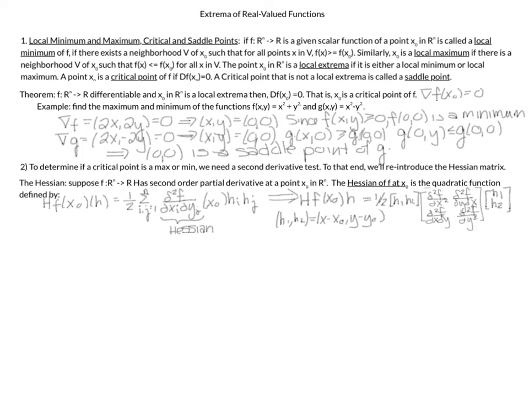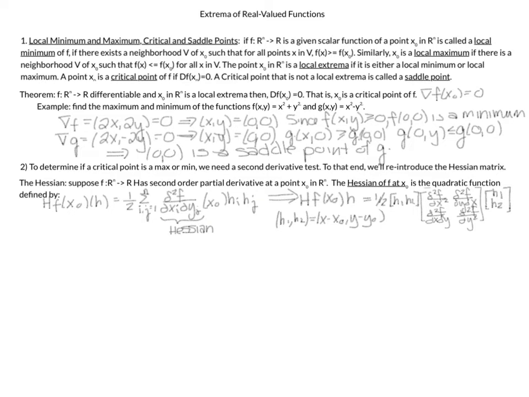So to determine if a critical point is a min or maximum, we can look at the graph and analyze it, but we also have a second derivative test, just much like in one variable calculus. And to that end, we will reintroduce the Hessian matrix. If we recall when we talked about Taylor polynomials, the Hessian matrix is the matrix of second order partial derivatives. So I wrote it here.